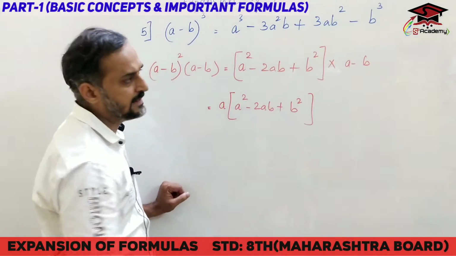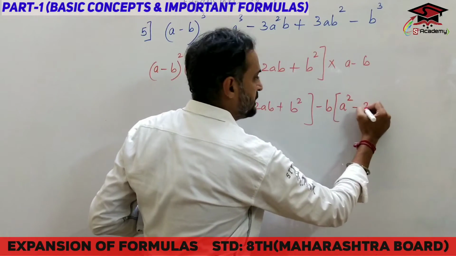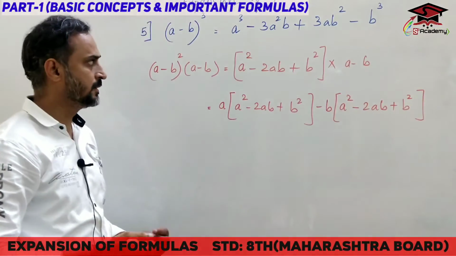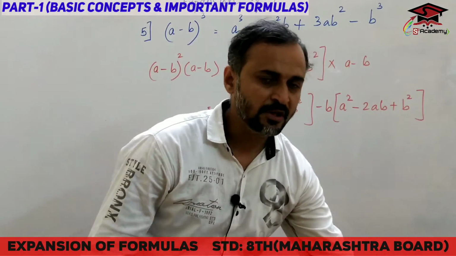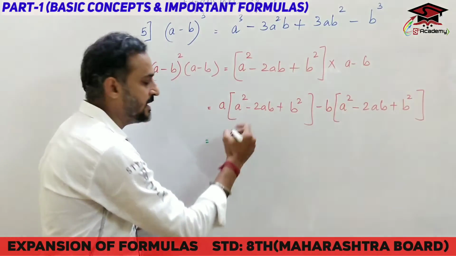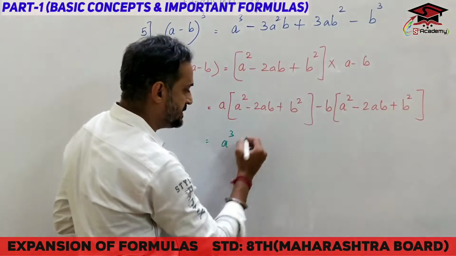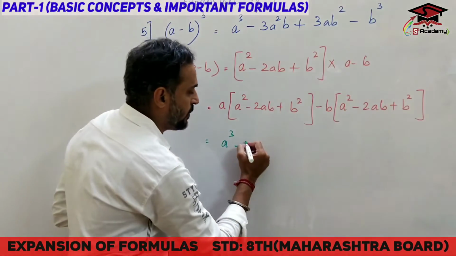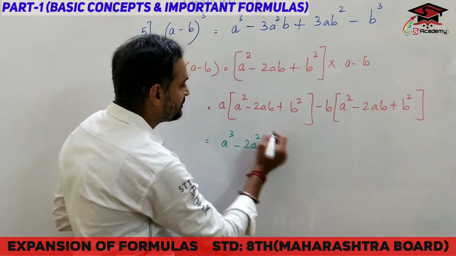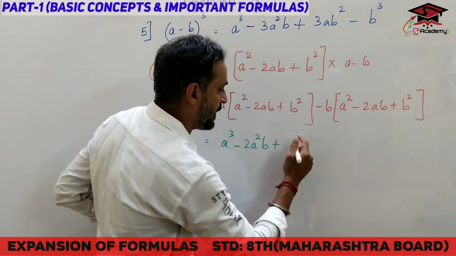I'll close my bracket. Same way, same method, minus b into a square minus 2ab plus b square. I'll again close my bracket. Let's use the green marker, to make it more interesting in a different color. Okay, fine, students. A into a square, a cube. So this is the first step I needed, I got it. Minus a into 2ab, which is 2a square b, plus a into b square, which is ab square.